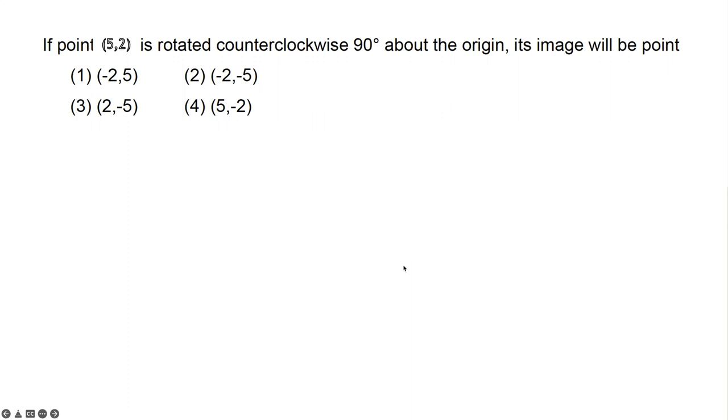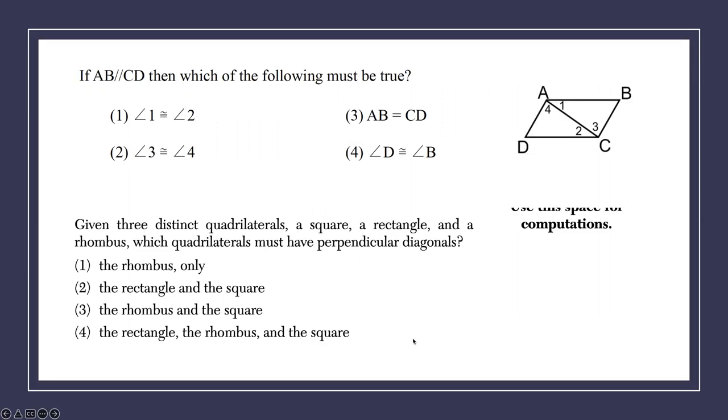All right, so (5,2) is rotated counterclockwise 90 degrees about the origin. Its image will be... Well, remember with rotations, this is one where I suggested that remembering the rule is actually a good thing rather than understanding it. Not always easy to see. So (x,y) becomes (negative y, x). So (5,2) becomes (negative 2,5). And that is choice 1. Go ahead.